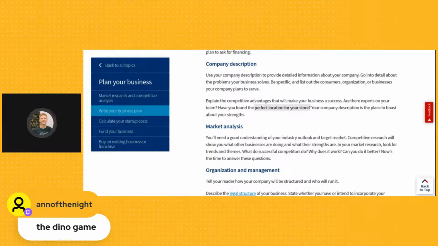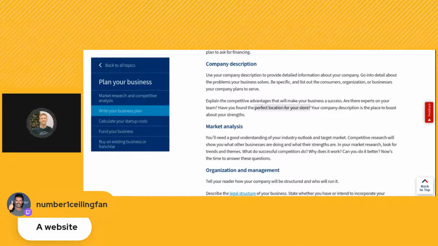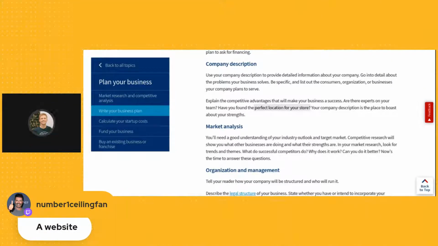So someone says that Silicon Valley might be a particular response. That's true if you are located in that area, but I think the better answer here is a website.